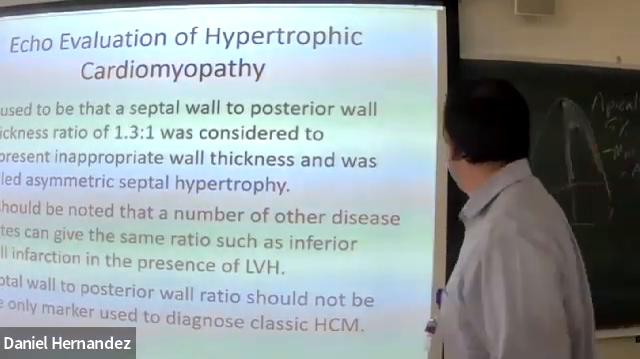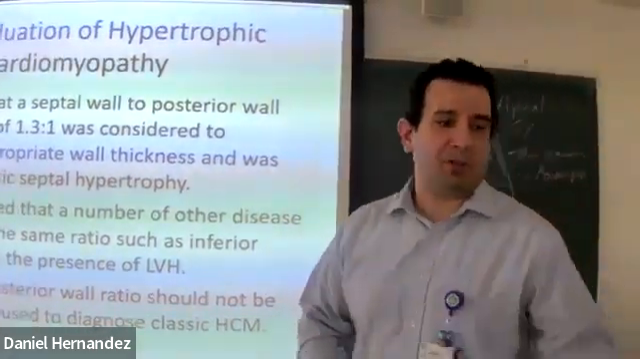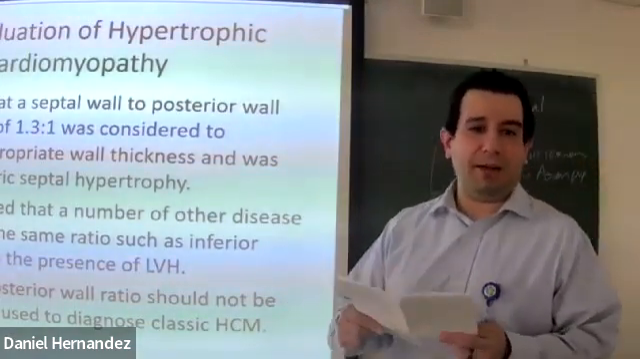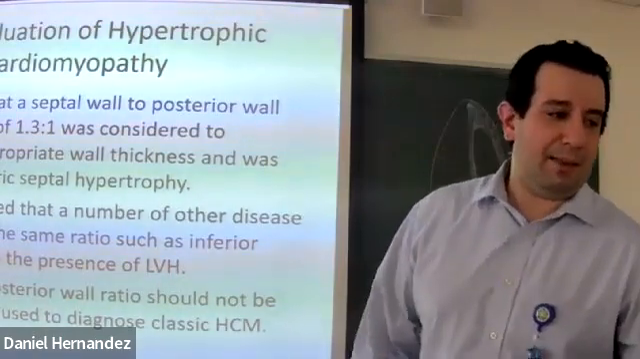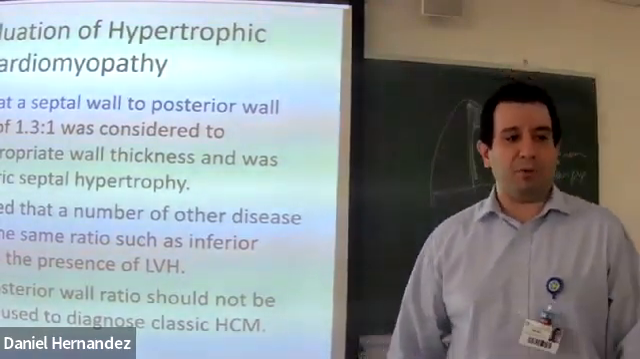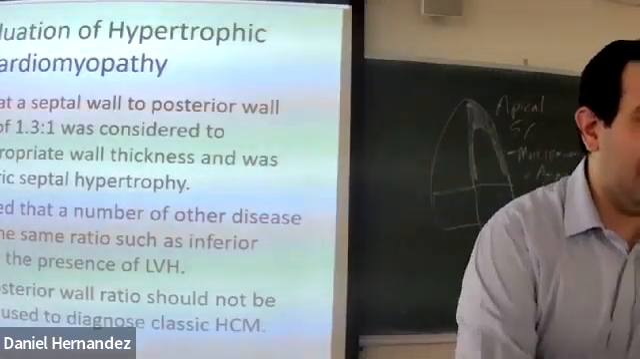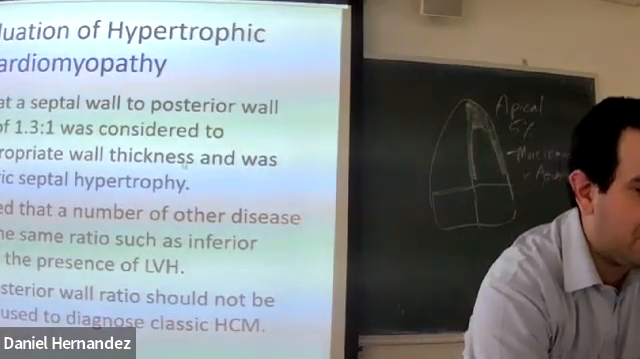So if a patient has, again, if we're in our parasternal long axis view, if that posterior wall has become infarcted, if the patient's had a heart attack, that wall is going to become thin. So that thinning of that posterior wall might give you a ratio that's 1.3 to 1, but there may not actually be septal hypertrophy just because that ratio is 1.3 to 1.